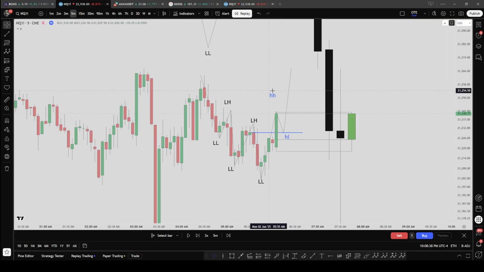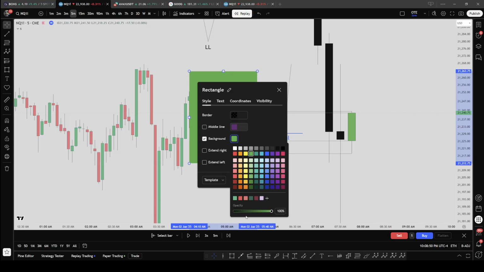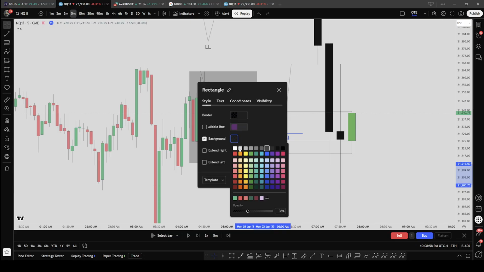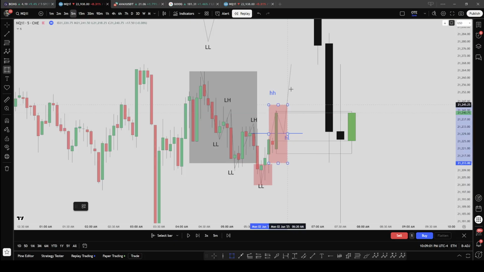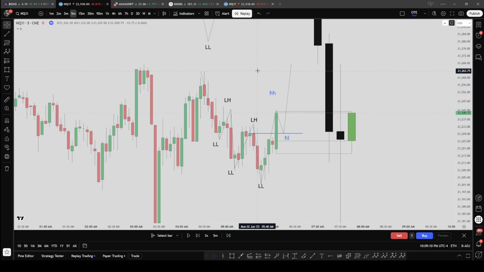And if we're remembering the AMD model, just imagine this is accumulation, manipulation, and now you're going to be in distribution. Let's say, I don't know why it's not deleting, so I'm going to get rid of these drawings for now. I'll leave that there for now.